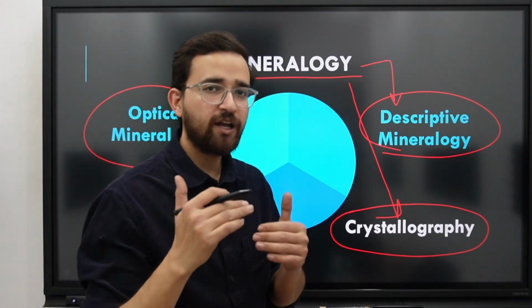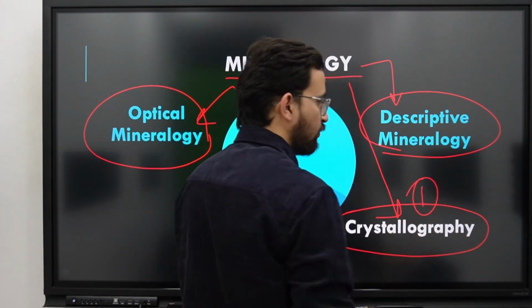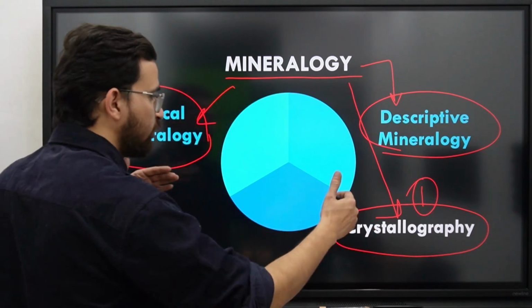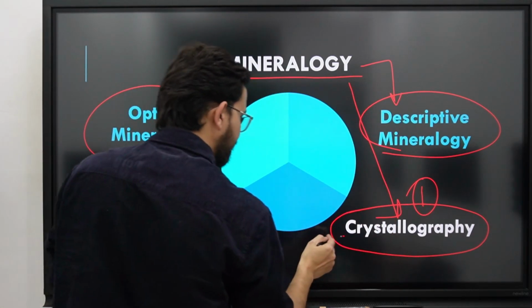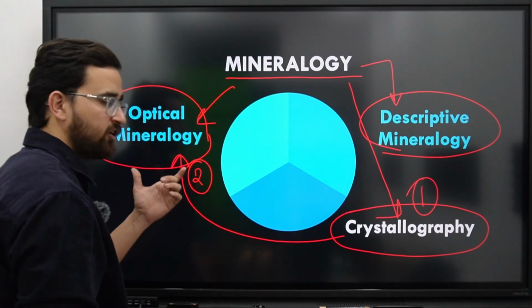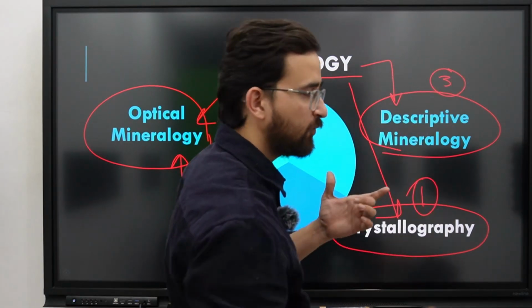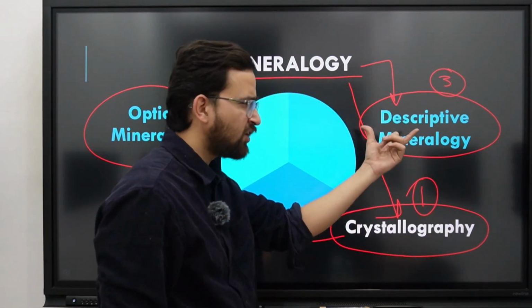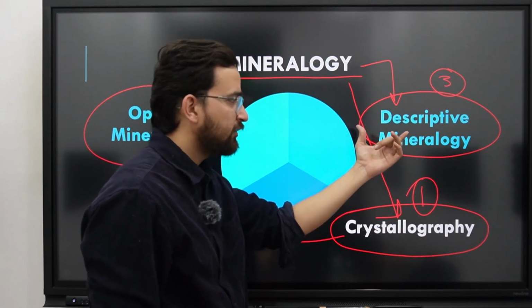What we will follow in our course is that we will start with crystallography. Why? Because crystallography puts up a base for optical mineralogy and descriptive mineralogy. After we are done with crystallography, we will move on to optical mineralogy, and then in the end, we will study descriptive mineralogy. So all the minerals, their properties would be dealt at the later stages. This would be very helpful.